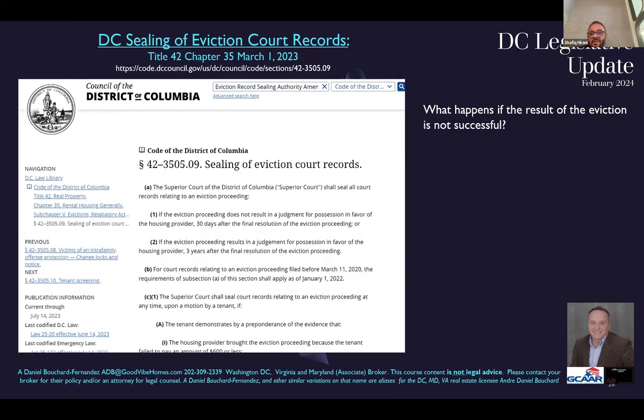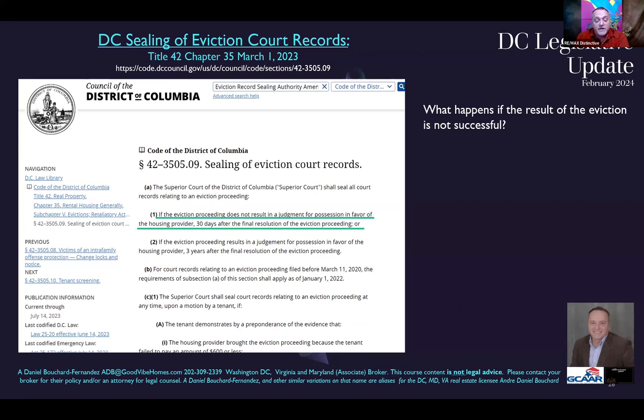Okay. Now, here are some important things for us to know. If the eviction proceeding does not result in a judgment for possession in favor of the housing provider. So who's the housing provider? Landlord. Landlord, okay. If the eviction proceeding does not grant the eviction to the landlord, then 30 days after the final resolution of the eviction proceedings, the Superior Court of the District of Columbia shall seal all court records relating to an eviction proceeding.